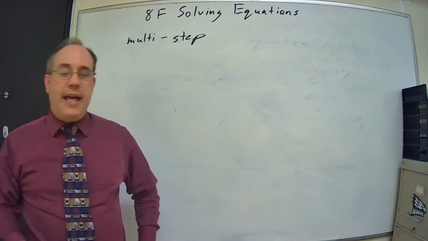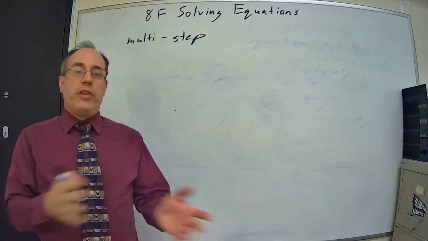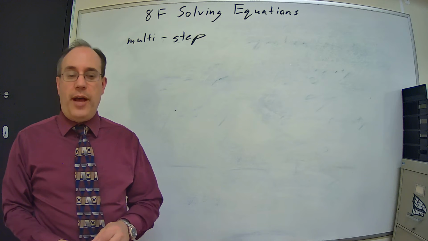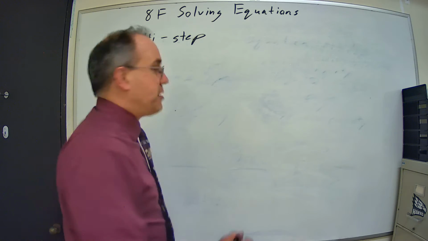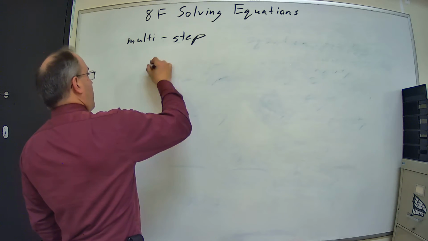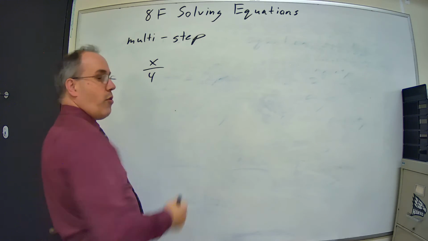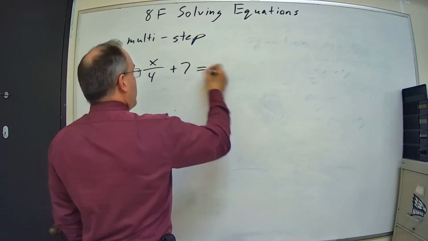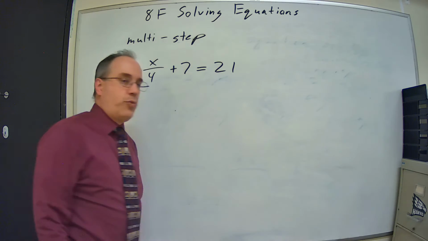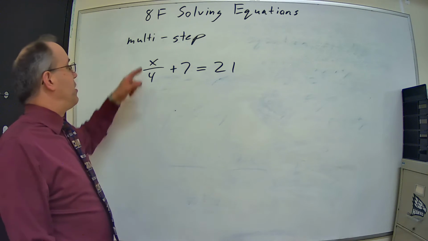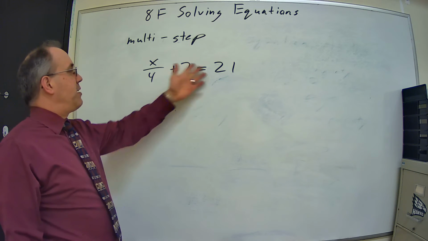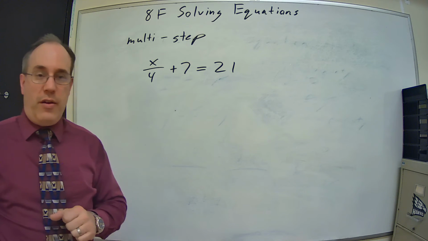Multi-step means that we have to do more than one process along the way to get that variable by itself, such as x over 4 plus 7 is equal to 21. So we still have this x, we want to get it by itself, but it's going to take us more than one step to get there.